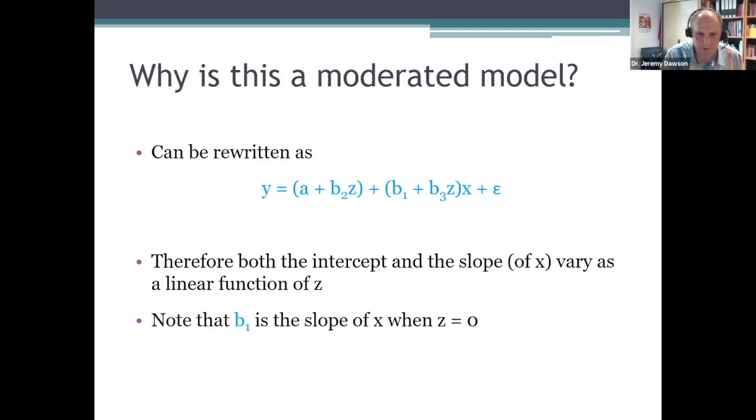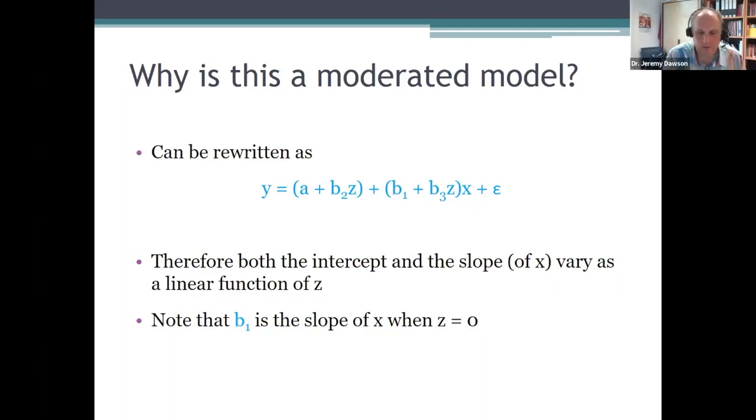And so we don't usually estimate it like this. We usually estimate the terms separately, as I showed on the previous slide, but it can be helpful to think of it as this, especially as, if you note here, if z is equal to 0, then the slope of x is just b1. So that's a really important thing when it comes to trying to interpret the results of an interaction effect, as we will see in a few minutes.